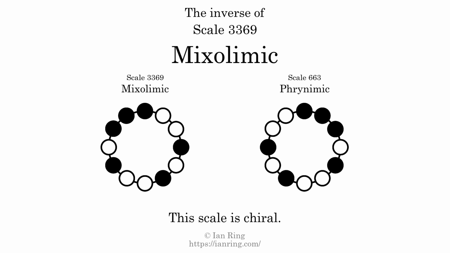The inverse of a scale is a mirror image. It is what you get when the sequence of intervals is reversed. The inverse of this scale is scale 663, also known as phronemic.